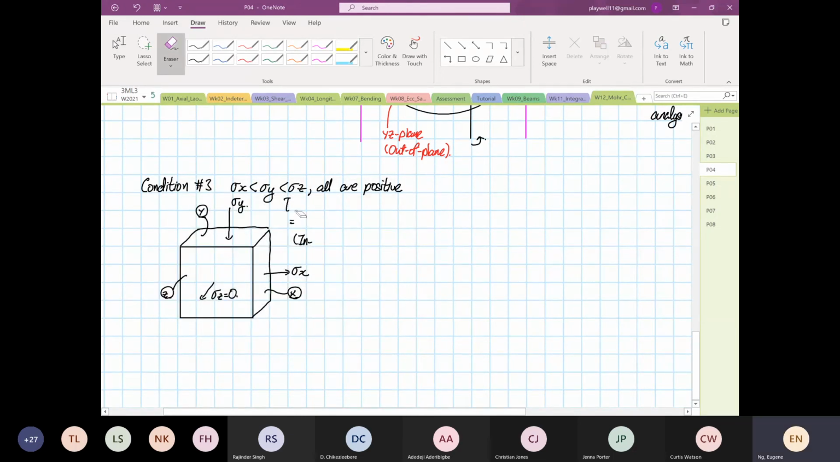So the same circle or the same element. So this is our stress Y, and this is our stress Z. You can see that now, right? So all of them are positive. That's why all of them are pushing upwards. All of them are positive, but stress Z is the biggest. Smallest is stress X.